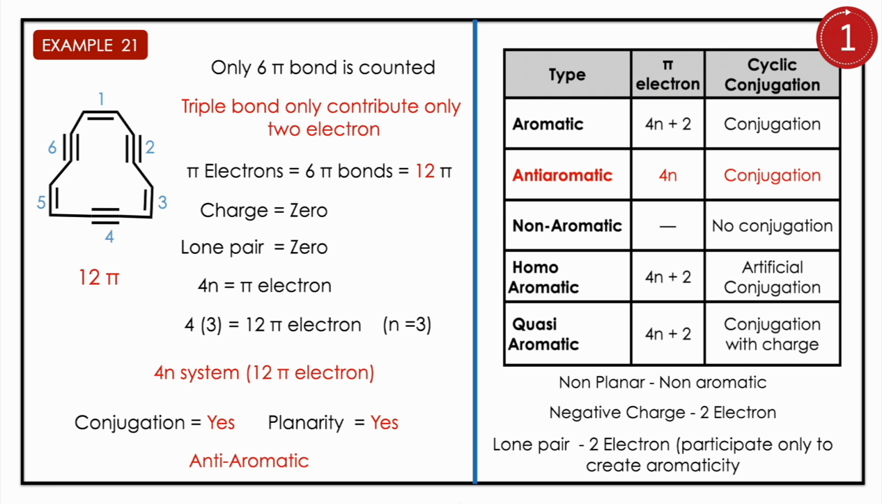So the triple bond also has pi electrons. It is in conjugation. Triple bond also provides planarity. Since it is linear, it can be planar also. So all are sp2, sp carbons, meaning planar. So it is a 4n system, conjugated and planar, so according to the Huckel rule it is an anti-aromatic compound.